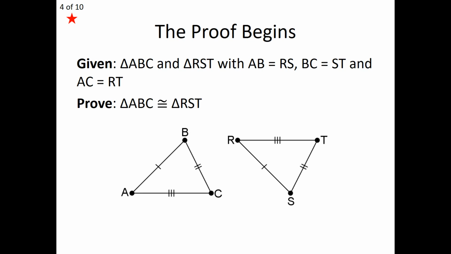And where we actually start with this proof is with a series of constructions. As of right now, there's really not much other than what we're given that links the two triangles together. So what we're going to do is build a triangle that does link these two triangles together. So here's where we start.